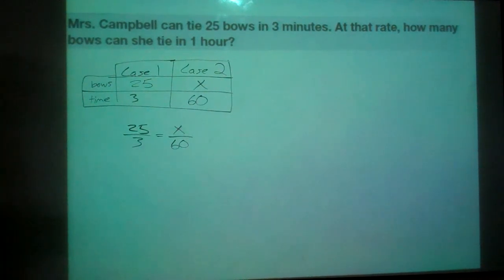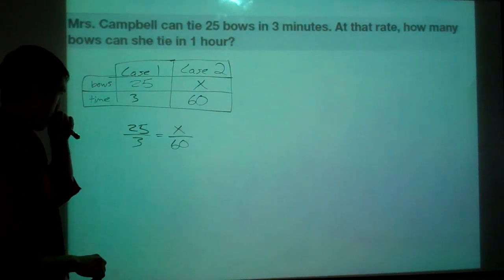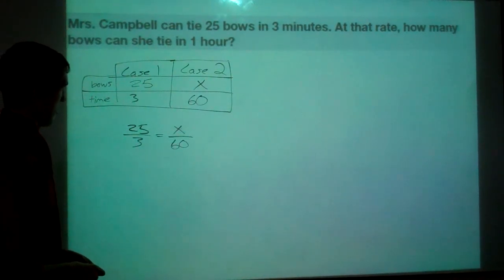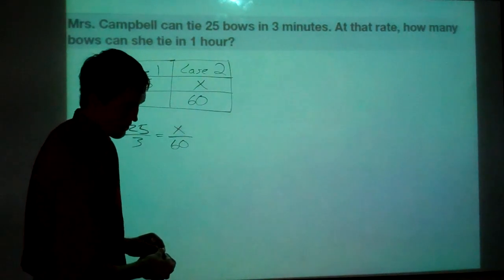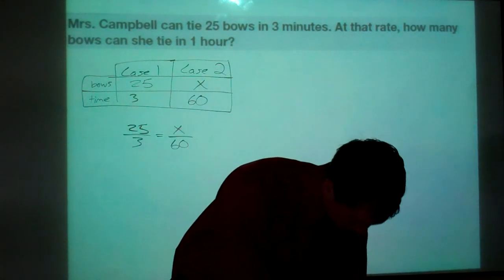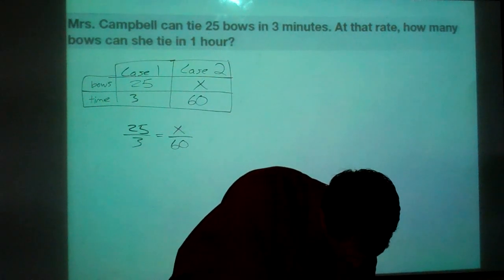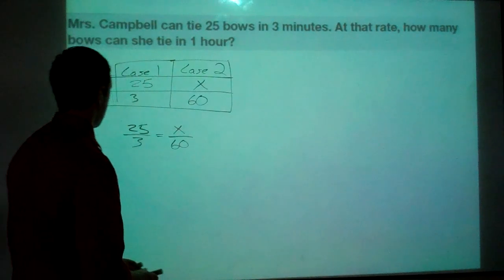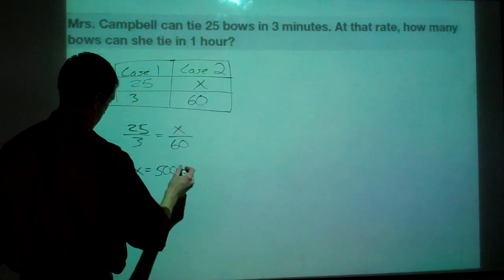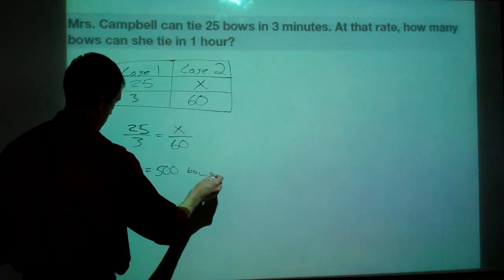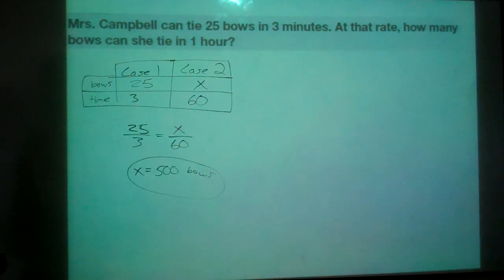And we can cross multiply and divide there. So we would do 60 times 25 and then divide by 3. And I believe if we do that, we should get, let's check the answer here, 500 bows. Alright, so x equals 500 bows. Now let's check that the other way and see if we get the same answer.